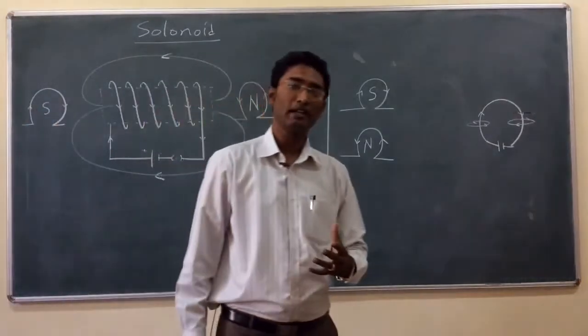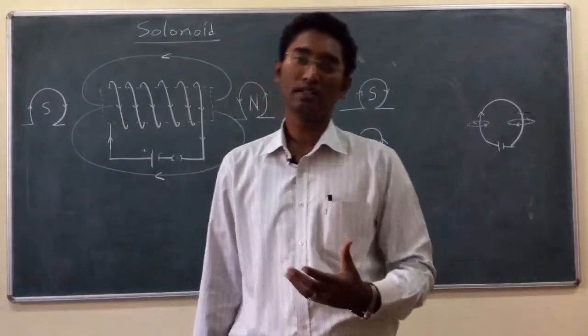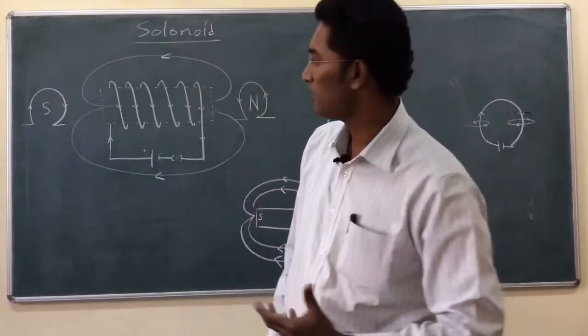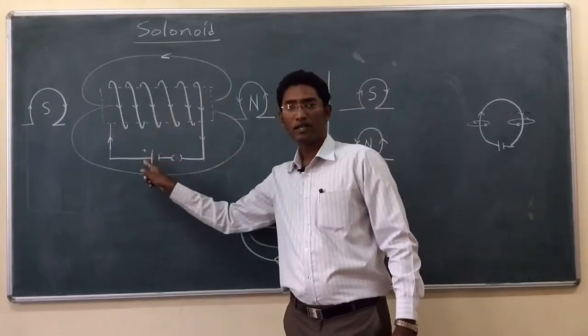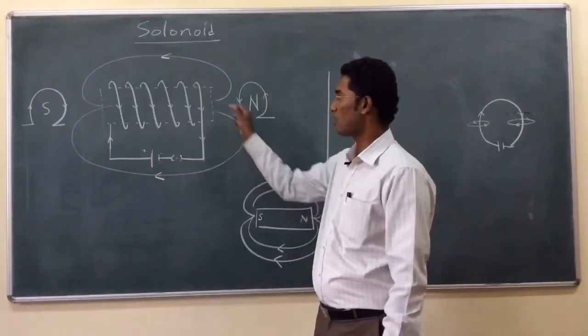And the strength of the magnetic field of the solenoid can be increased by increasing the number of turns, by increasing the value of current, and by putting a soft iron core.